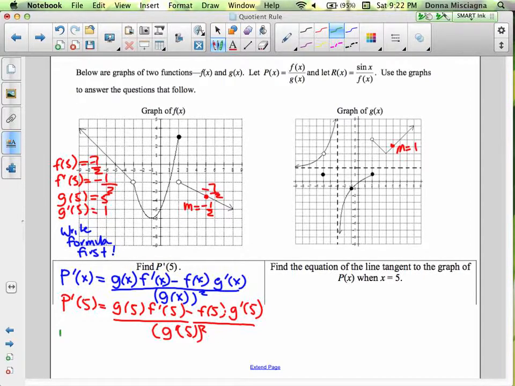So p prime of 5 is equal to, g of 5 was 5, so we have 5 times f prime of 5, which is negative 1/2. I think I'm going to need just a teeny bit more space.